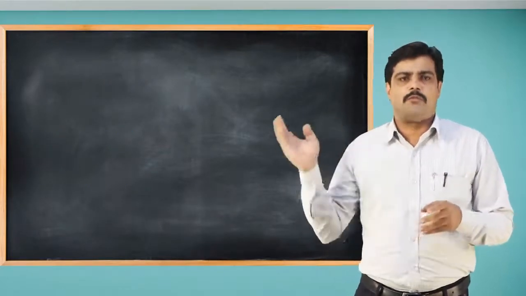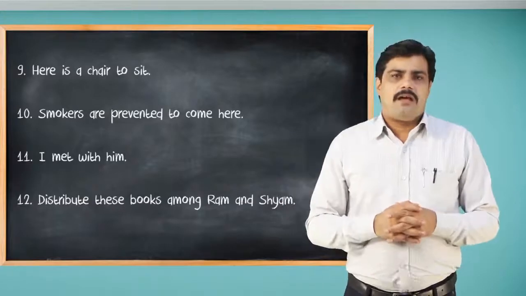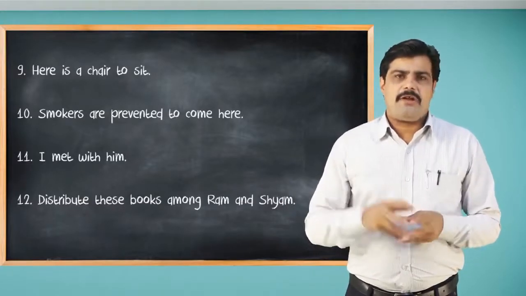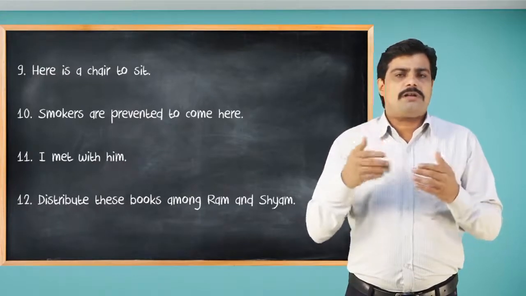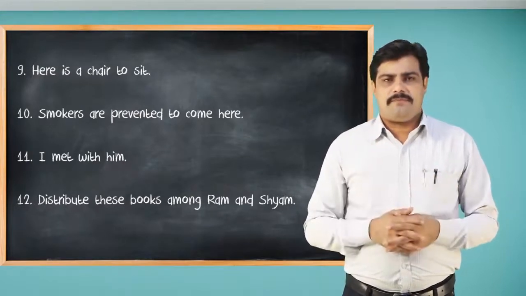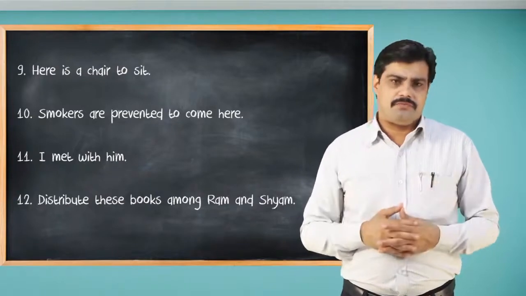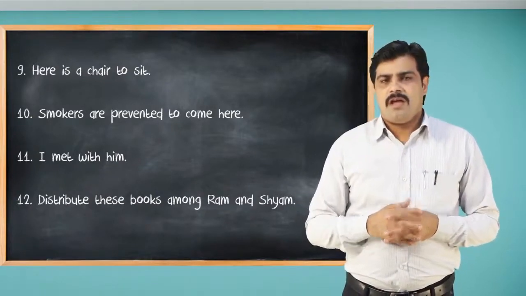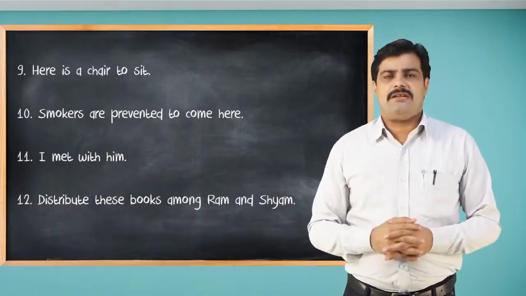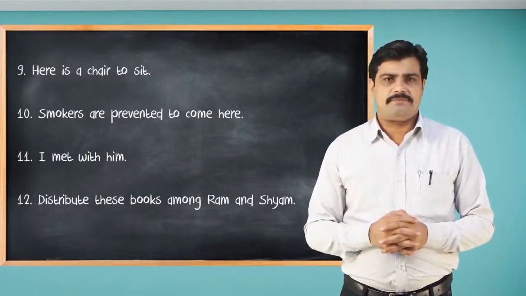Now here are 4 more sentences on the screen. Let's analyze them. Here is a chair to sit. Smokers are prevented to come here. I meet with you. Distribute these books among Ram and Sham. Now analyze these sentences and detect errors.